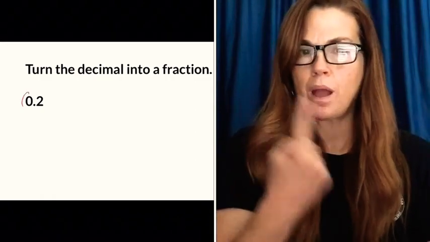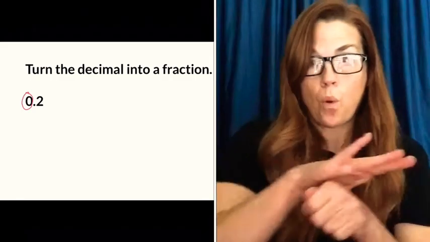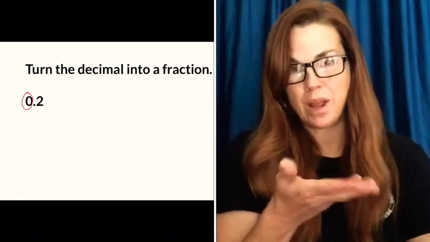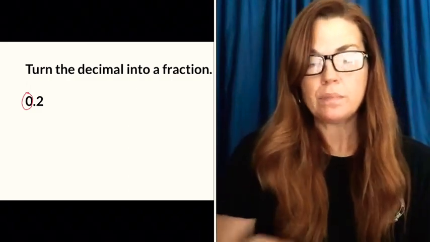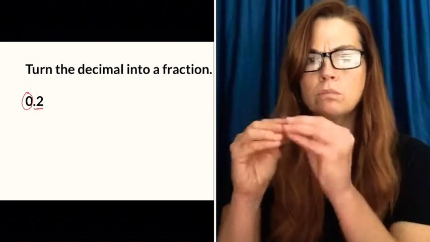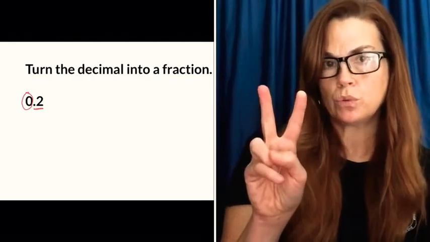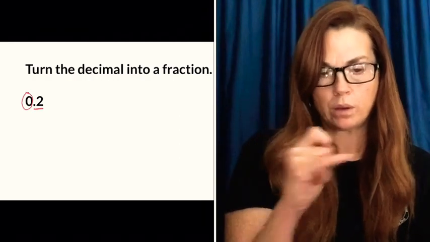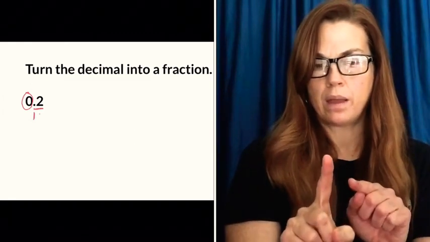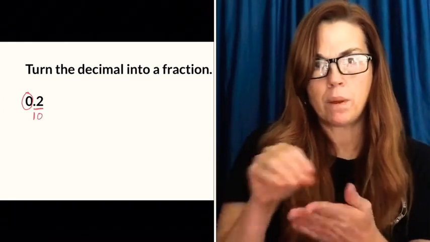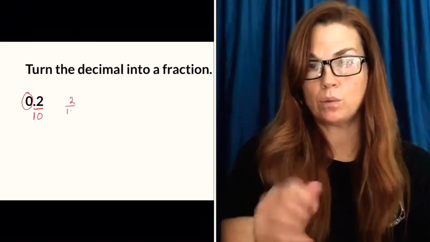So what I have my students do is always circle the whole number, and since there's no whole number, it's 0, but I'm still circling it to show you what I'm talking about. So you're circling the whole number, and then underneath the decimal only, I'm going to put a fraction. Okay, so I have 0.2 on the top, and then below that, where the decimal is, I'm going to put a 1, and then for each digit after the decimal, I'm going to add a 0. So now, this is 2 over 10.